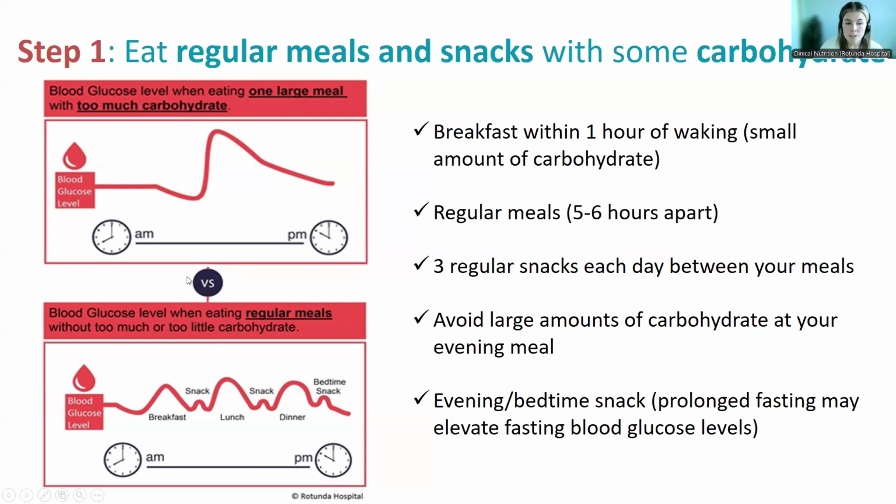Then if we look at the opposite of that, this picture on the bottom half of the screen, we can see this is someone's blood glucose levels when they were eating regular meals without too much or too little carbohydrates, so just the right amount of carbohydrates. And we can see that they have a lot better blood glucose level control over the course of the day. So what we're encouraging you to do is eat regular meals. So we would encourage you to have a breakfast meal, a lunch meal and a dinner meal every day. And at those times you would have a more moderate portion of carbohydrates. And I'll explain that more as we go through today's session.